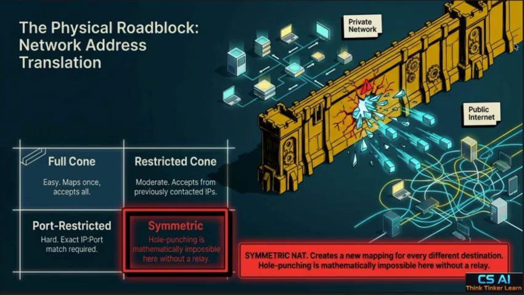Even if you find a peer, there's a physical roadblock: network address translation, or NAT. Most devices live in private networks with hidden IP addresses. While full cone NATs are easy to bypass, Symmetric NAT is the senior engineer's nightmare. It creates a unique mapping for every single destination, making traditional hole punching mathematically impossible without a relay. Understanding which NAT your users are behind is the first step in building a reliable P2P system.